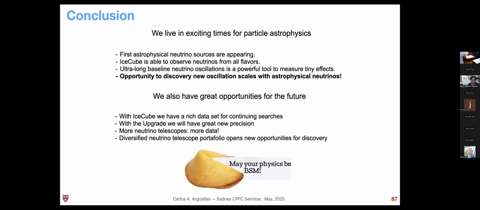There are some constraints on the data now and some hints. And there's still lots of IceCube data to analyze. We have an upgrade coming along, and there are more neutrino telescopes on their way, which means more data. So I hope we find BSM physics very soon.